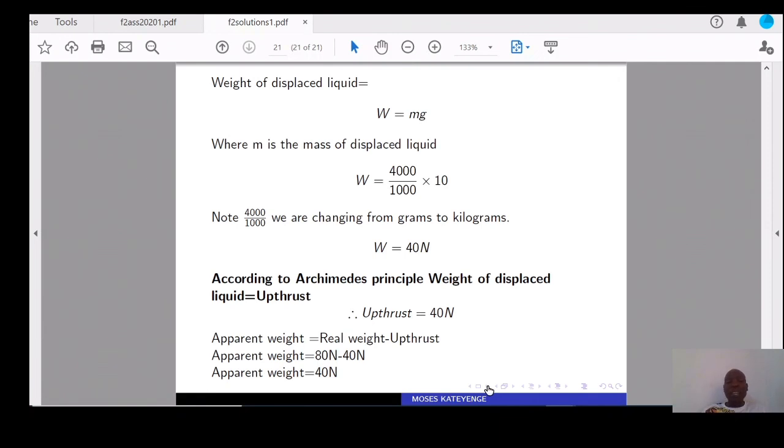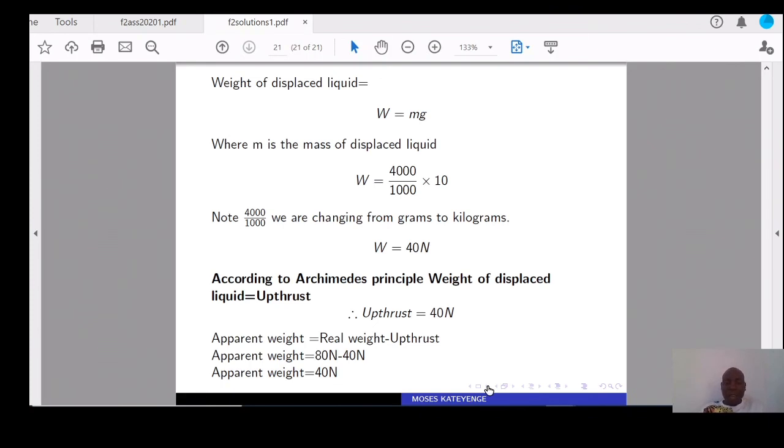But what are we looking for? We are looking for the apparent weight. We are looking for the weight of the body in the fluid. But there is a formula which we learned, and this formula says that upthrust is equal to real weight minus apparent weight, where apparent weight is the weight of the body in the fluid. Now, real weight, we have it, is the weight of the body in air. So what I'm looking for right now is the weight of the displaced fluid, and the weight of the displaced fluid is equal to upthrust according to Archimedes' principle.